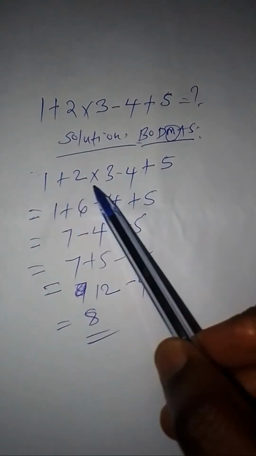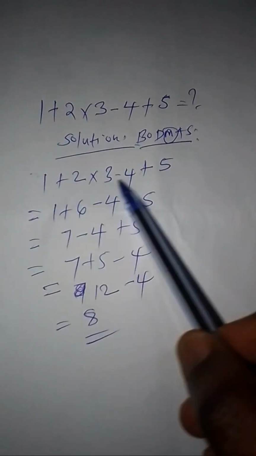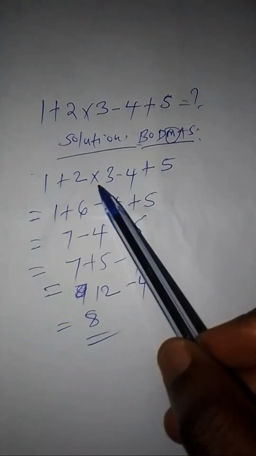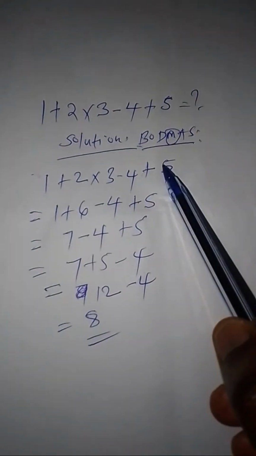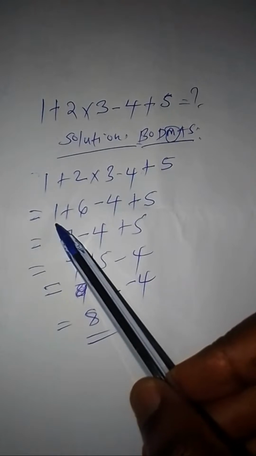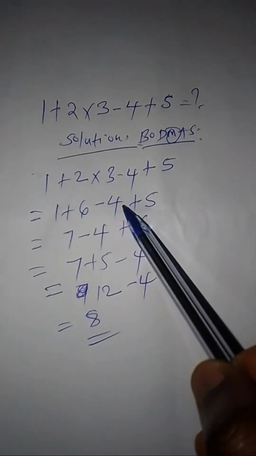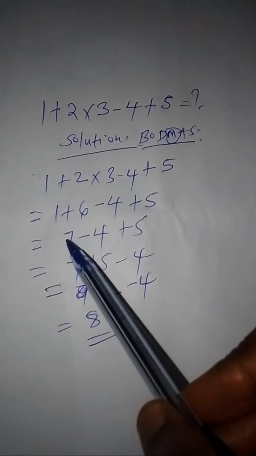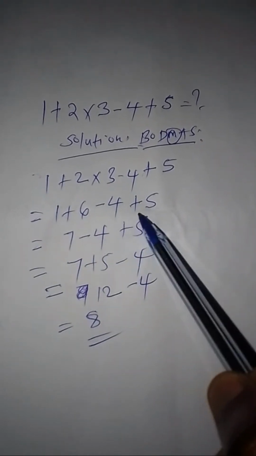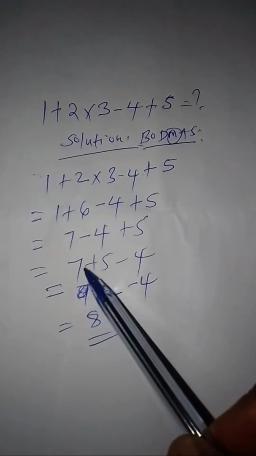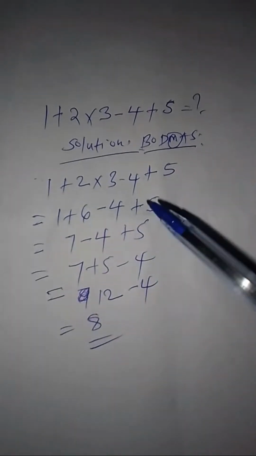So here we've written the maths afresh because we want to solve it. 1 plus 2 times 3 minus 4 plus 5. So from there you shall have 1 add to 6 minus 4 plus 5, which equals 7 minus 4 plus 5. So the answer is 7 plus 5 minus 4.